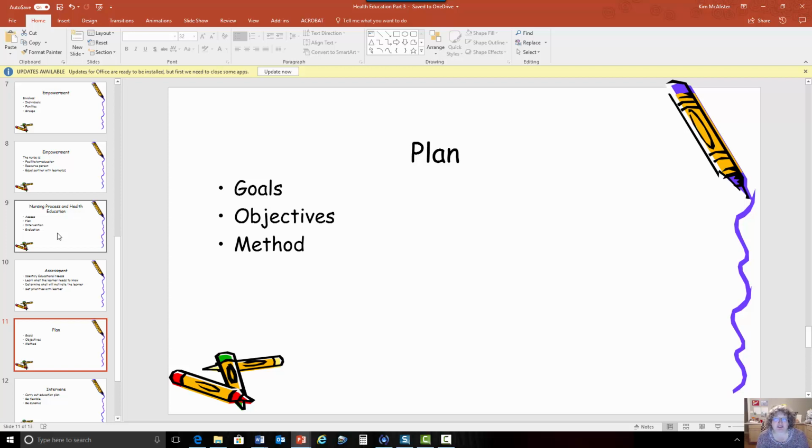So after you make your goals, then you want to set out your objectives. Your objectives are the things that you need to do in order to reach the goal. And then you need to determine what method you're going to use. How are you going to present this information? Are you going to maybe provide some explanation or a small lecture? Are you going to provide handouts and materials for the person to keep? Are you going to demonstrate something like how to draw up insulin, or showing someone how to take care of their new stoma? These would be things that you would carry out and demonstrate.